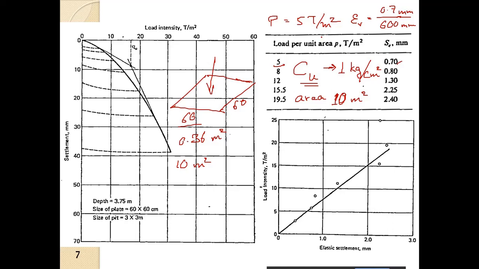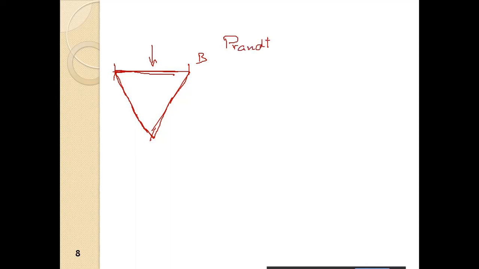So how to find out this strain? If you remember, if we have a foundation with width B, when it is loaded, there is a formation of an elastic wedge. This was first proposed by Prandtl in 1920. So this is the elastic wedge.